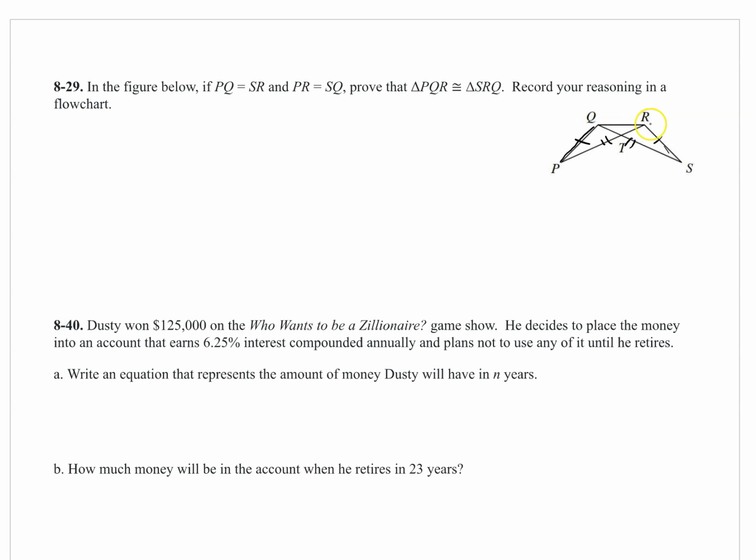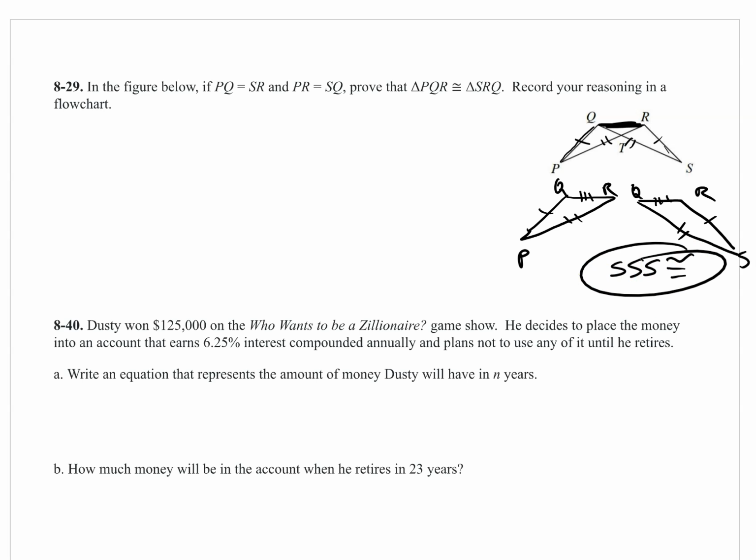Alright, and then because the triangles are touching, let me redraw these separately. Might help you see it better. This is triangle SQR, and then this is triangle PQR. Because the triangles are touching on this third side, that's going to count as our third side. And we have SSS congruence.